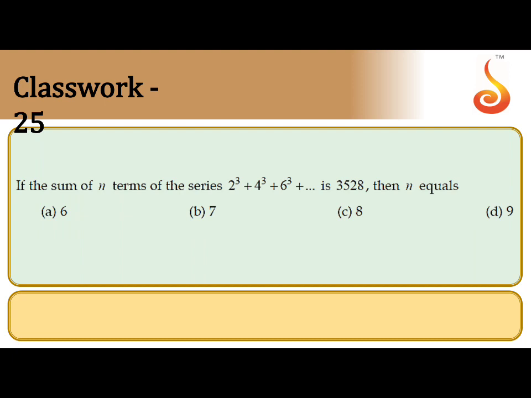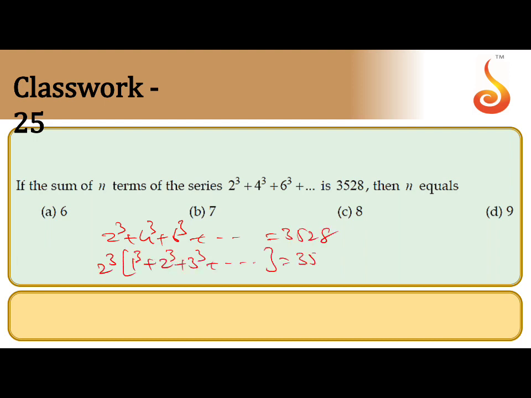So they are given 2 cube up to n terms plus 4 cube plus 6 cube and so on equal to 3528. So you can take 2 cube common: 1 cube plus 2 cube plus 3 cube and so on up to n terms equal to 3528. So 2 cube is 8, this is sigma n cube equal to 3528. So I will take the remaining part on the next page. It is convenient.